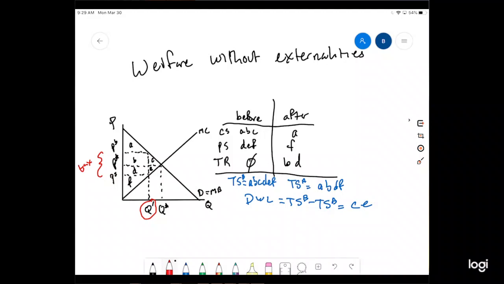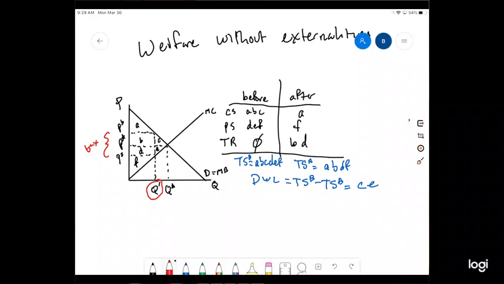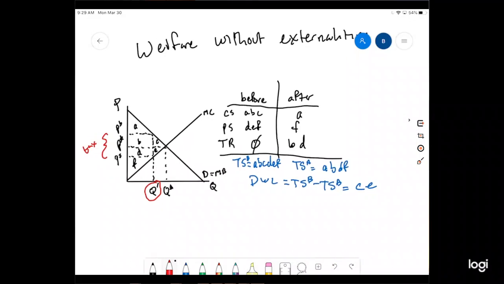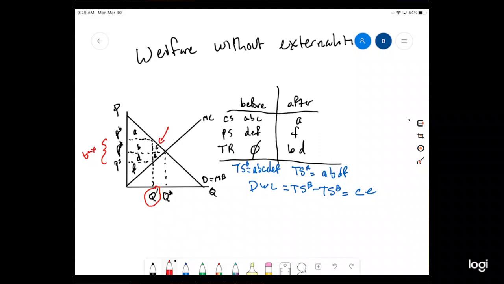So total surplus before the tax is going to be A, B, C, D, E, and F. We're going to add up the consumer and producer surplus. The total surplus after the tax is just going to be A, B, D, and F. And then the deadweight loss we can find by subtracting the two. So total surplus before minus total surplus after is going to be C and E. So it should come as no surprise that the deadweight loss in this market, with a tax, is right there. C and E, the triangle C and E. So we've just shown that if you impose a tax in an efficient market, it creates some deadweight loss.